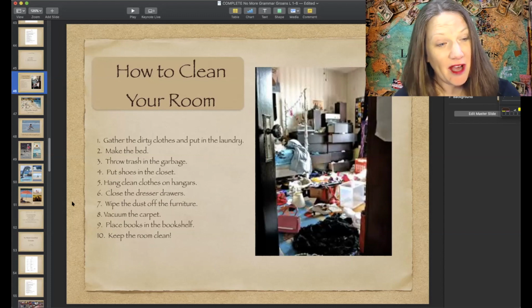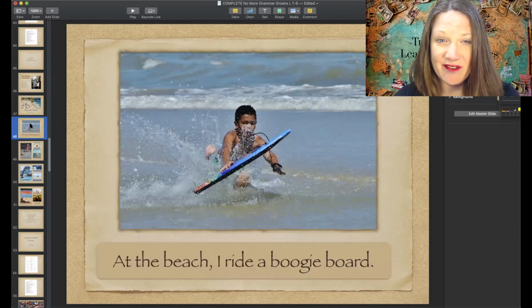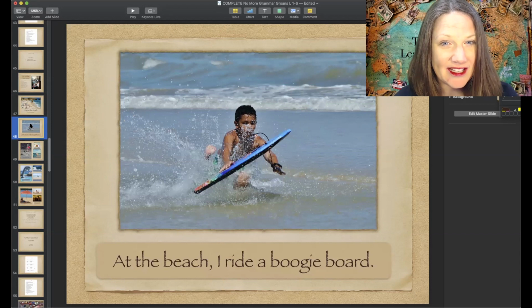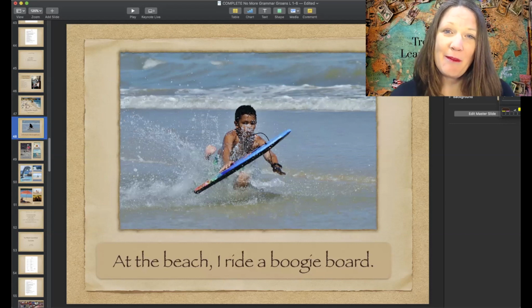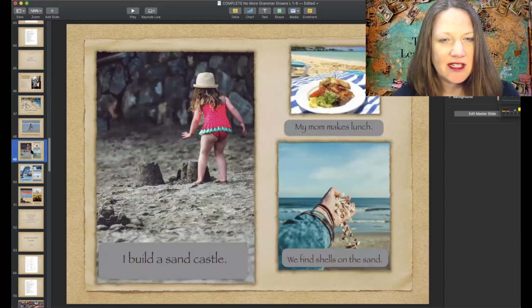If you did not want to do a how-to, you are welcome to make a little children's picture book with pictures. Make sure you have the title. And these are going to be very simple sentences, nothing fancy, just a very simple book. This was a day at the beach. Now, I did include prepositional phrases, which is always okay. At the beach, prepositional phrase. I, subject, ride is my verb. A boogie board, board being the direct object. And as you can see, all of my different pictures and just a simple little sentence.